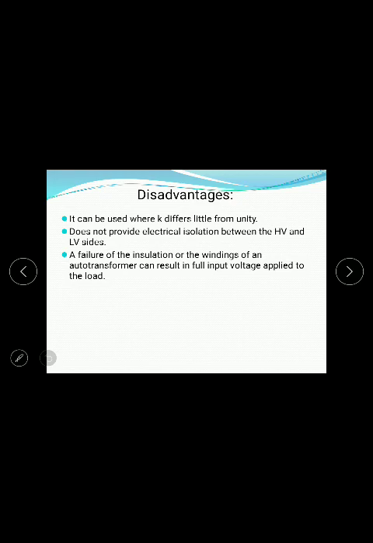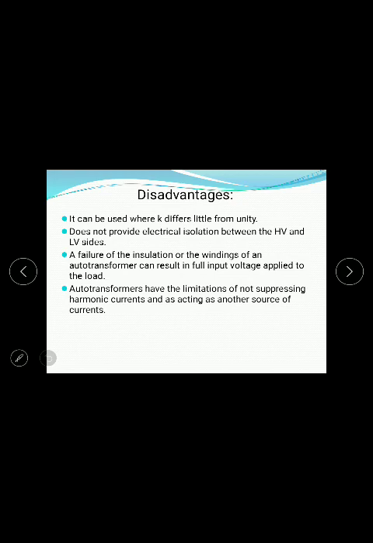A failure of the insulation or winding of an auto transformer can result in full input voltage applied to the load. So this is the main disadvantage. Auto transformers also have the limitation of not suppressing harmonic currents and acting as another source of currents.